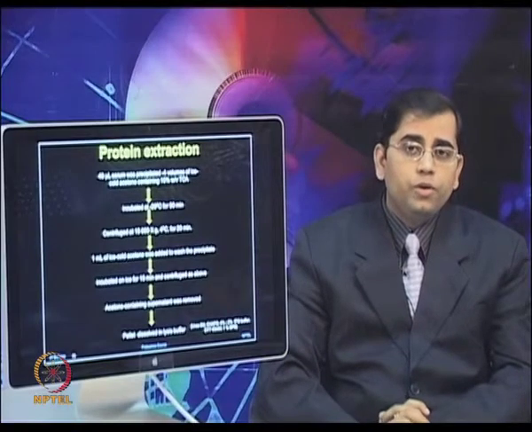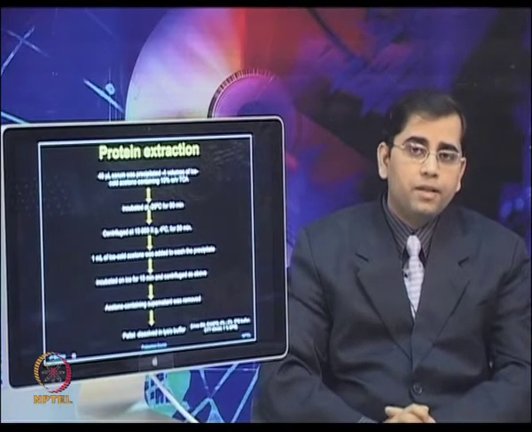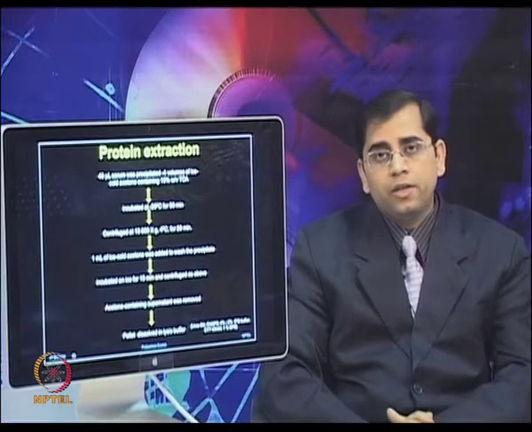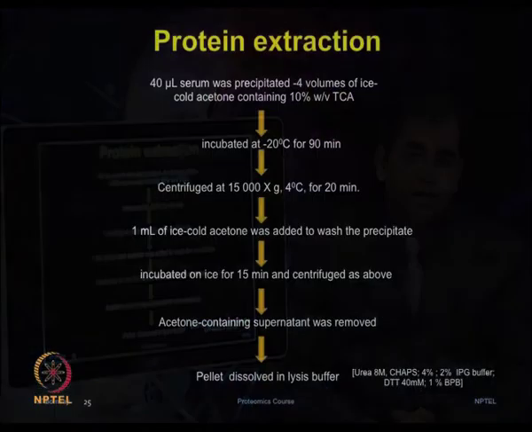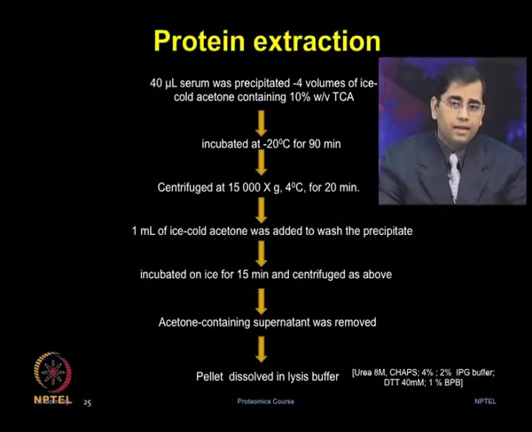So, in general we took 40 microliters of the serum, which was precipitated with 4 volumes of ice cold acetone containing 10% TCA, incubated at -20 degrees, centrifuged, followed by adding 1 ml of ice cold acetone to wash the precipitate.